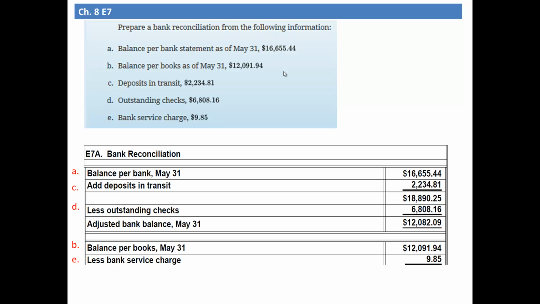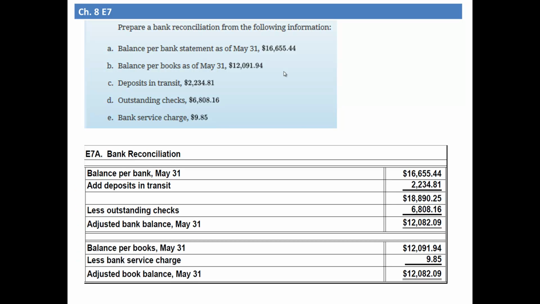Keep in mind that you have to do journal entries for anything that affects the checkbook balance, our cash account. Once we subtract that out, we now are equal. Our adjusted bank balance matches our adjusted book balance in the amount of $12,082.09.